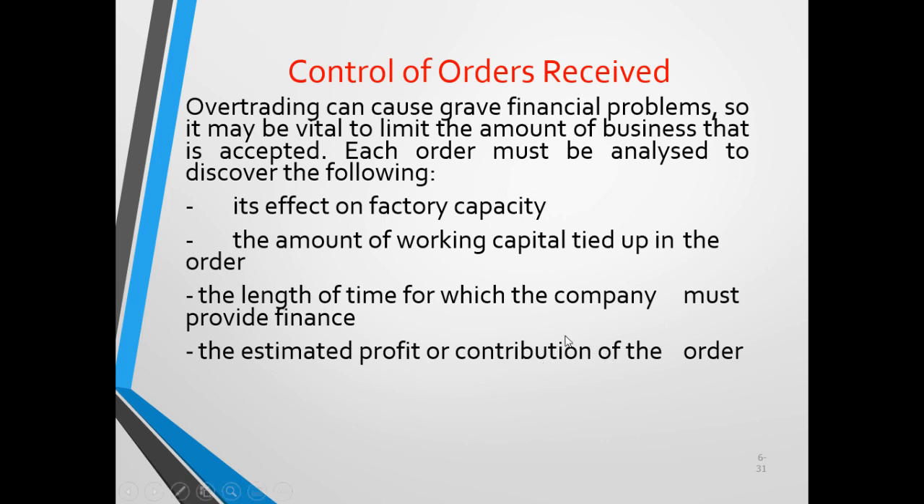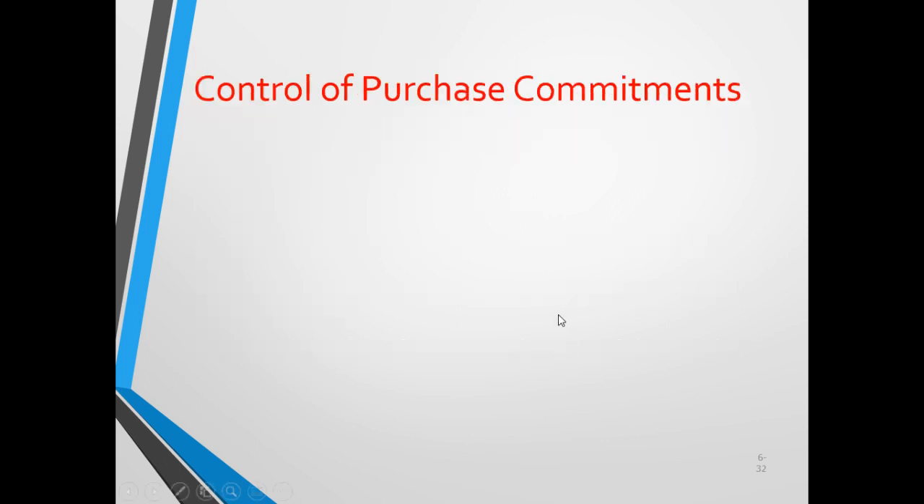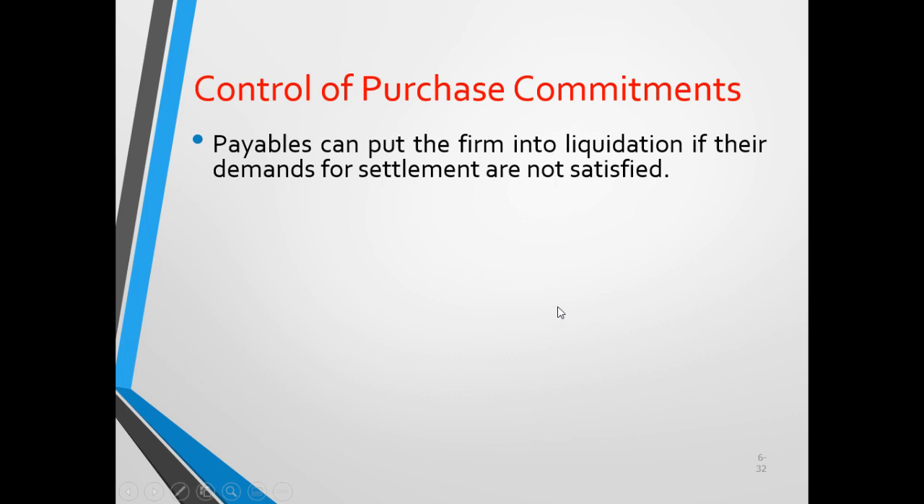And the last one, the estimated profit or contribution of the order. That is also equally important. There could be a large order, but your profit margin could be very low, instead of taking a few small orders where you're getting a higher profit margin. That should be a better way to control your orders. So let's move on. Control of purchase commitments.